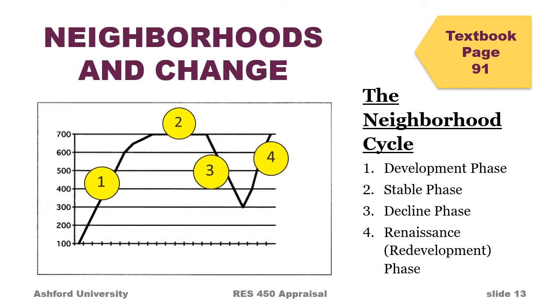The neighborhood cycle has 4 phases. Number 1, the development phase, when the neighborhood is starting. Number 2, the stable phase, when the neighborhood stays the same. Number 3, decline phase, when the neighborhood value is going down. And number 4, the renaissance or redevelopment phase, when the older neighborhood is being rejuvenated.